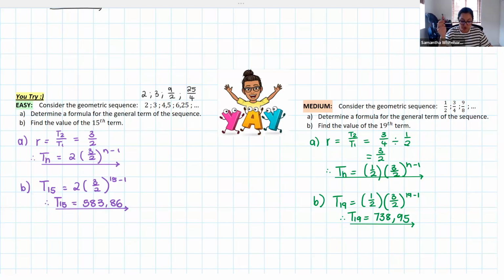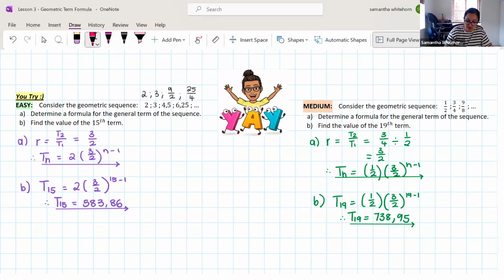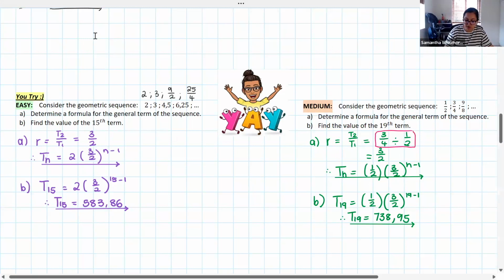Same thing when you want to find the 19th term, sub in 19 for n, get your answer, done. And again to 2 decimal places. All right, the only thing I am going to just point out, and it probably seems like such a silly thing to point out, but just remember that if you have fractions as part of your terms in your sequence, when you find your ratio, you are going to have a fraction divided by a fraction.